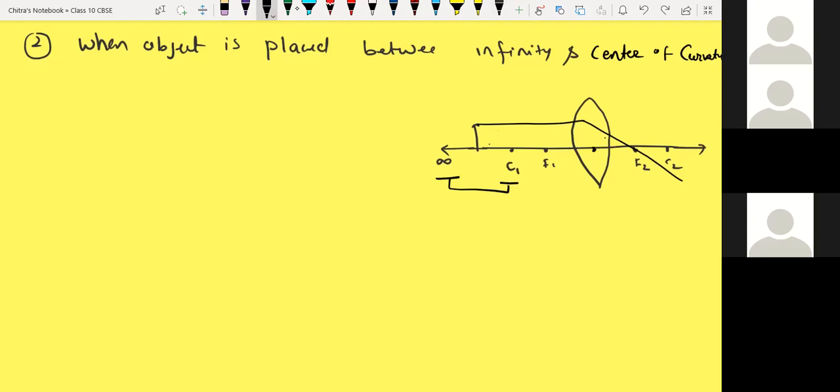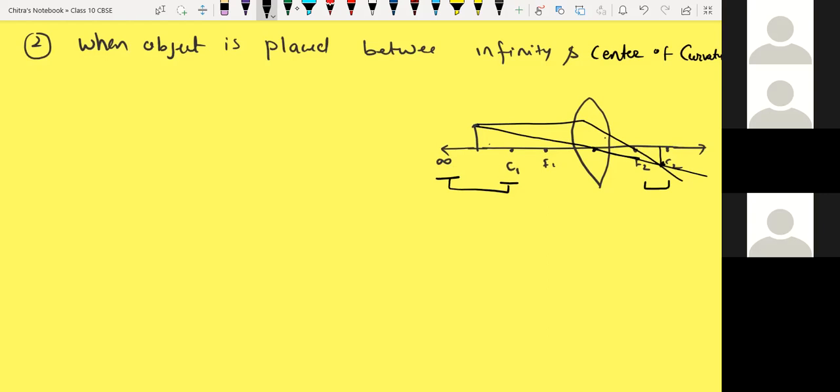One light ray will pass through from here and will intersect over here. So that intersection point will be the image. Like this, the image is forming between F2 and C2, meaning between the focus and the center of curvature, on the other side of the lens.